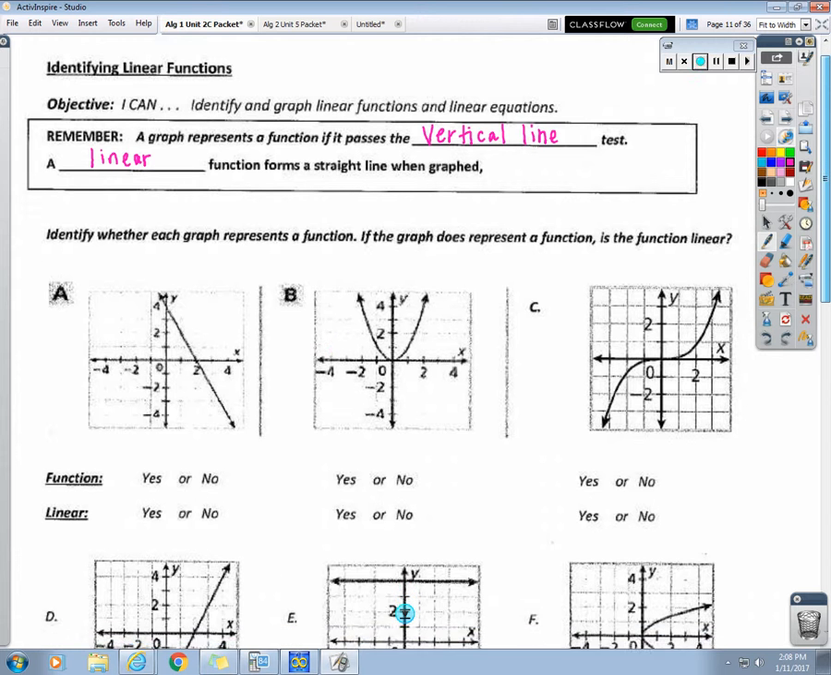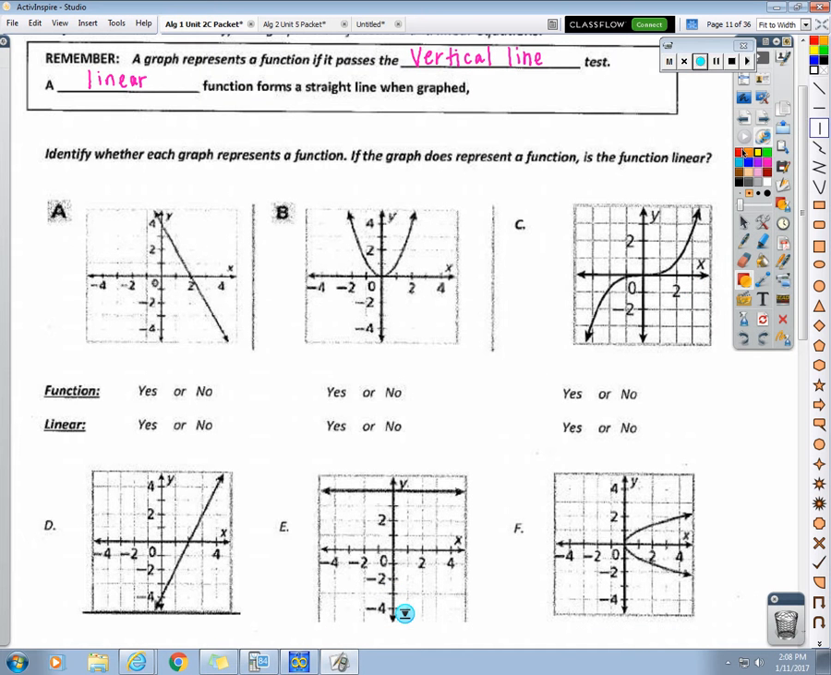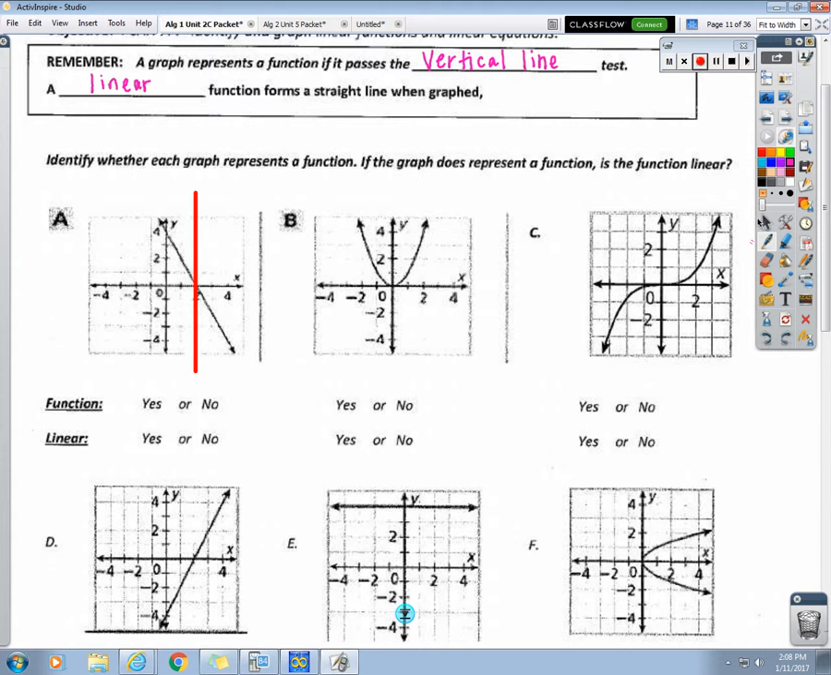So for the 6 graphs below, they want us to look at each one and determine whether it's a function or not, and then decide if it's linear or not. So let's look at A. Here's your graph. If I draw a vertical line through it, how many times does it pass through it? Once, which means it passes the vertical line test, which means it is a function.